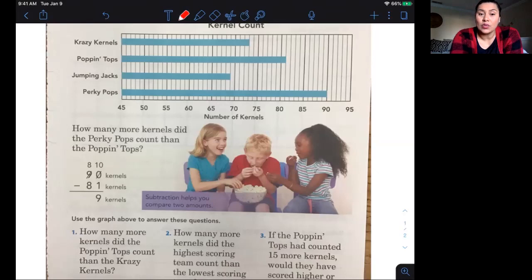Well, guess what? The 0 is less than the 1, so you can't take 1 away from 0. So they had to regroup. Good job. They borrowed from the 10s, crossed out the 9, made it an 8. They crossed out the 0, made it a 10. Very good. Now we can do it. 10 take away 1 equals 9. Very good. Subtraction helps you compare two different amounts.